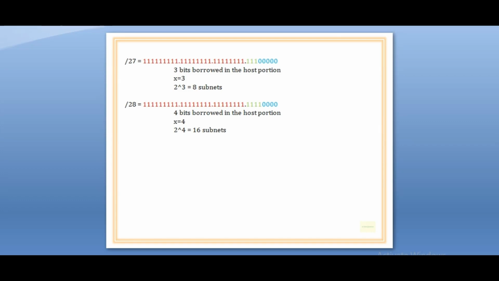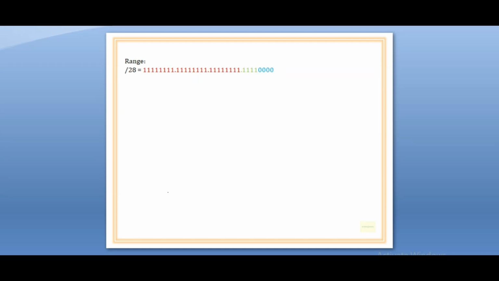Now let's take a look at the range. Slash 28 in binary looks like this, where the last network bit is in the 4th octet, and in the binary place value table it is in the value of 16. That means with increments of 16 in the 4th octet we get one subnet. The first subnet is from 192.168.4.0 to 192.168.4.15.